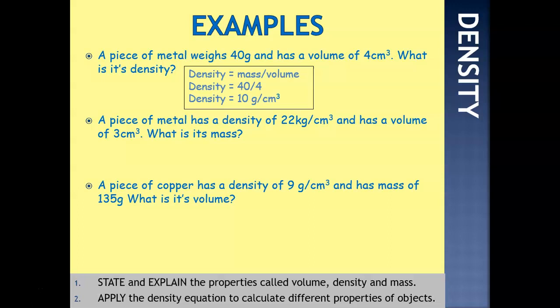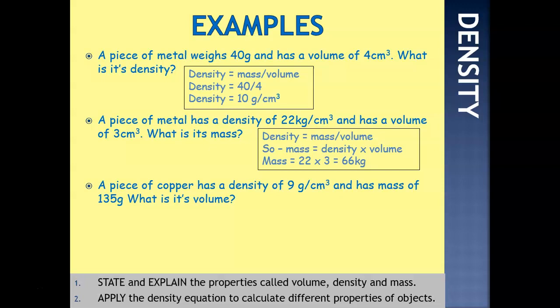Number 2, a piece of metal's got a density of 22 kilograms per centimetre cubed and a volume of 3. What's its mass? Well, density is mass over volume, so if we rearrange that, mass equals density times volume. Mass is 22, volume's 3, so 22 times 3 gives us 66. That's in mass, so we give it as kilograms. See, the density was given as kilograms per centimetre cubed.